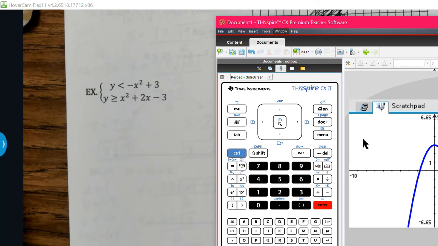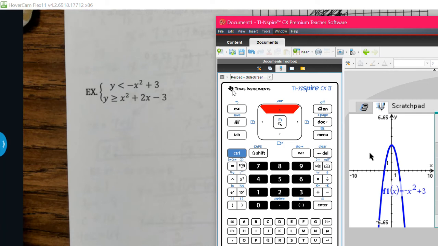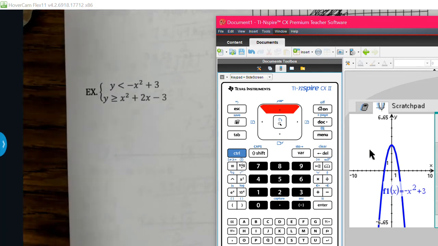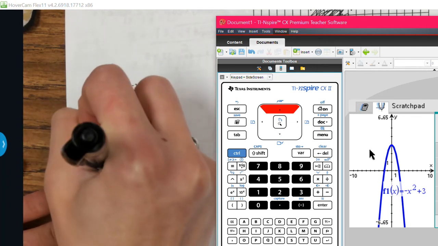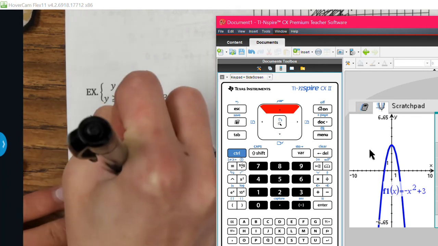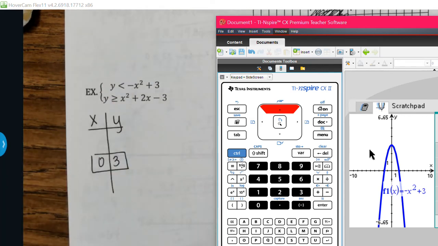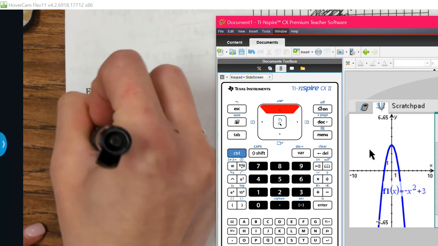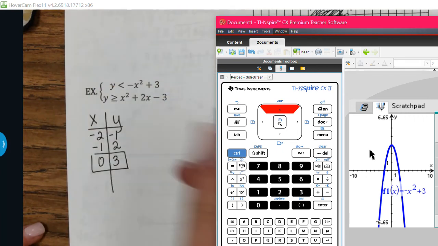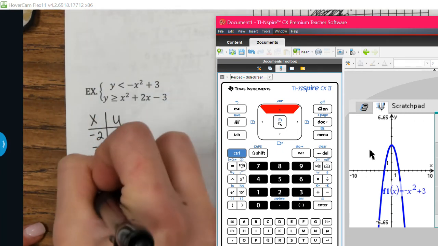What should my vertex be? 0, 3. So I'm going to look at my table and make sure 0, 3 is my vertex, which it is. So I'm going to do my first table with 0, 3 in the middle. Then I'm going to have negative 1, 2, negative 2, negative 1. And then 1, 2, and 2, negative 1.